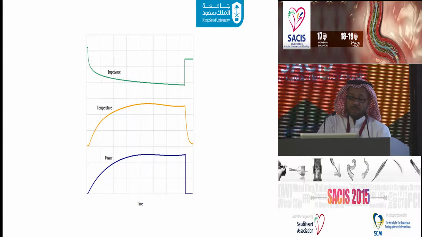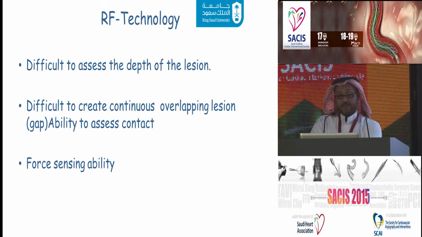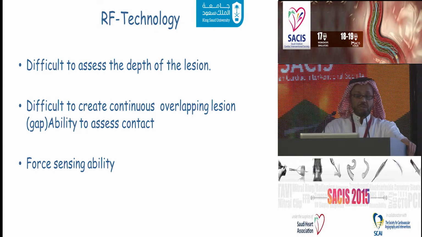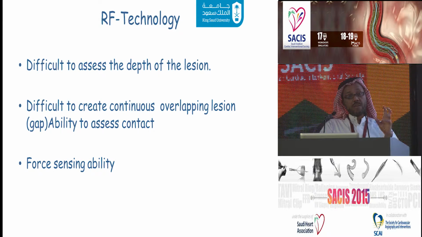And the endpoint they used to say we performed the lesion was they look at the temperature rise and drop in the impedance, and this, to say the least, from an electrophysiological perspective, is archaic and very primitive. The reason is RF technology has a lot of limitations. We use RF in ablation of AVNRTs and accessory pathways. However, we use multiple inputs, not only the RF: we use anatomical landmarks, we use electrical landmarks. We cannot rely only on the impedance and the temperature.